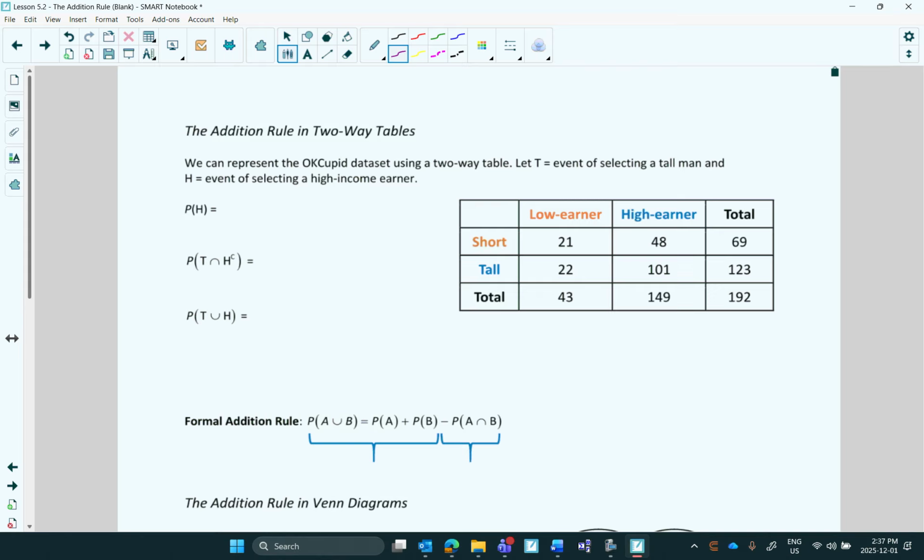what would be the probability of H, which represents a high income earner? How would you find that? The probability of a high income earner. 149, because you would add these out of 192. So you can go straight to the sum of these two, because you're given the sum of the high numbers, and put that over the total, 192.